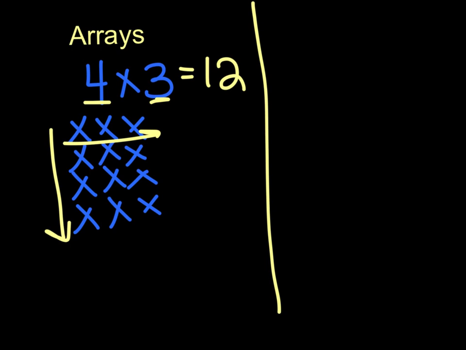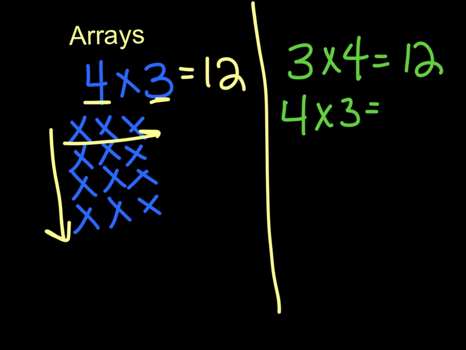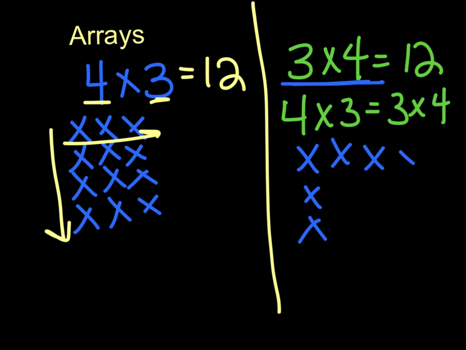Okay, first off, you need to be thinking about what is the commutative property of 4 groups of 3. You should have had 3 groups of 4. Answer's still going to be the same. So a lot of times you'll see it written this way: 4 times 3 is equal to 3 times 4. And so then I should have drawn the array that goes with this number sentence. So this time it would have been 3 groups with 4 in each group.